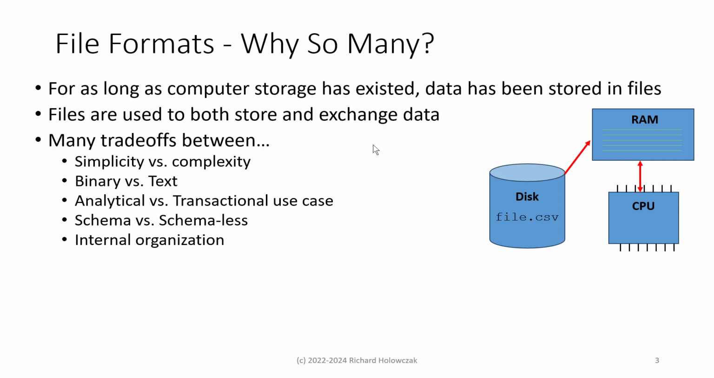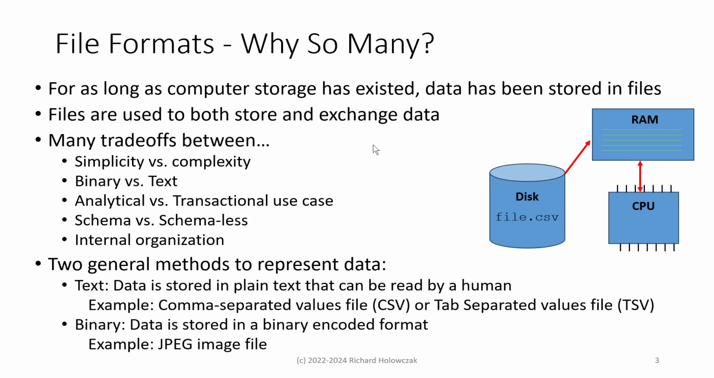And we can talk about how the data is organized internally. That also ties into the simplicity versus complexity. There are two general methods used to represent data. The first is simply text, and that's just in plain letters and numbers and characters that we can read as a human. For example, a comma-separated values file, sometimes abbreviated CSV, or a tab-separated values file, are text. Anyone can open up that file with a text editor and you can read the data that is there and you can make some sense out of it.